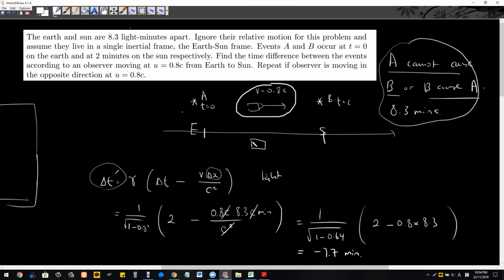If the spaceship is moving toward the Earth, then what you need to do is change the sign of this to positive. Then what you're going to get for the delta T for the observer is 2 plus 0.8 times 8.3, divided by the square root of 1 minus 0.64. And it's going to be 14 minutes, which means that one happens first. 14 minutes later, this happens.